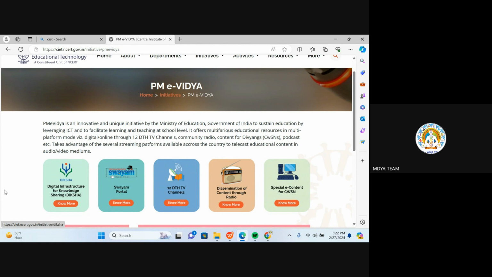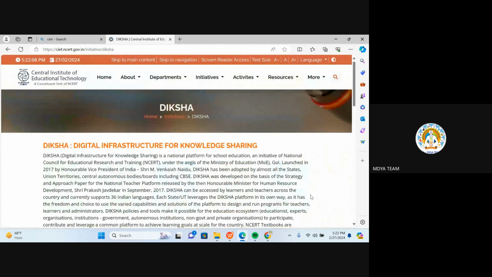Now we will learn about Diksha. What is Diksha? It is also important. Diksha is the digital infrastructure for knowledge sharing. It is a mobile app where students can get all the content according to their need. It's a national platform for school education, an initiative of NCERT, the National Council of Educational Research and Training, under the aegis of the Ministry of Education, Government of India.